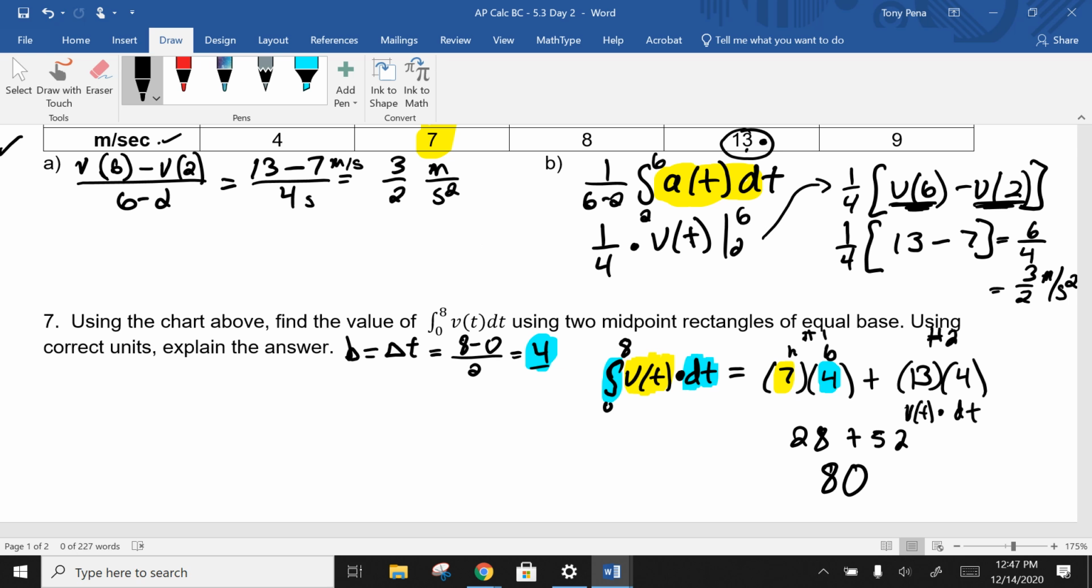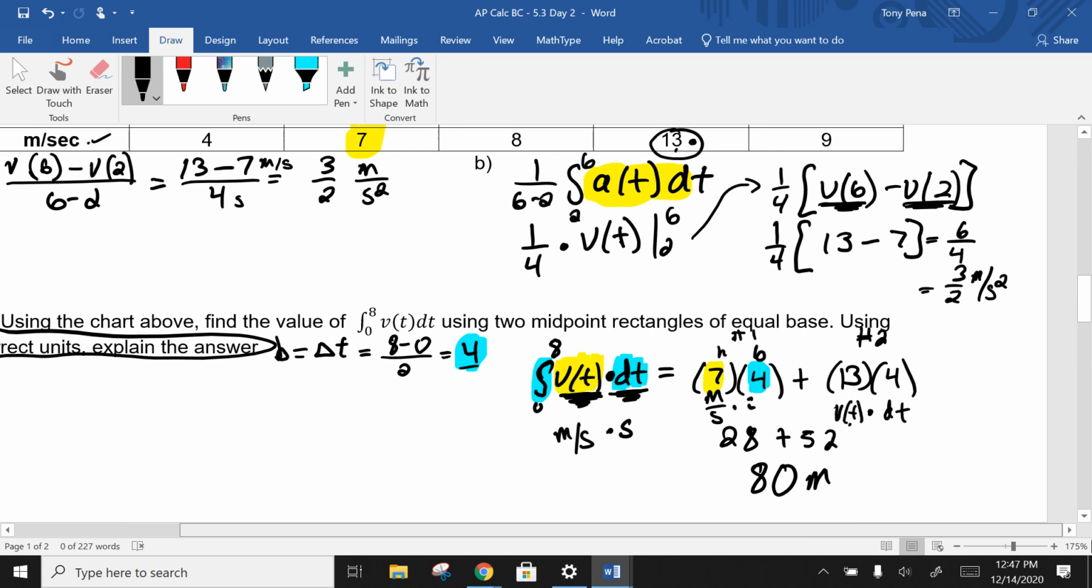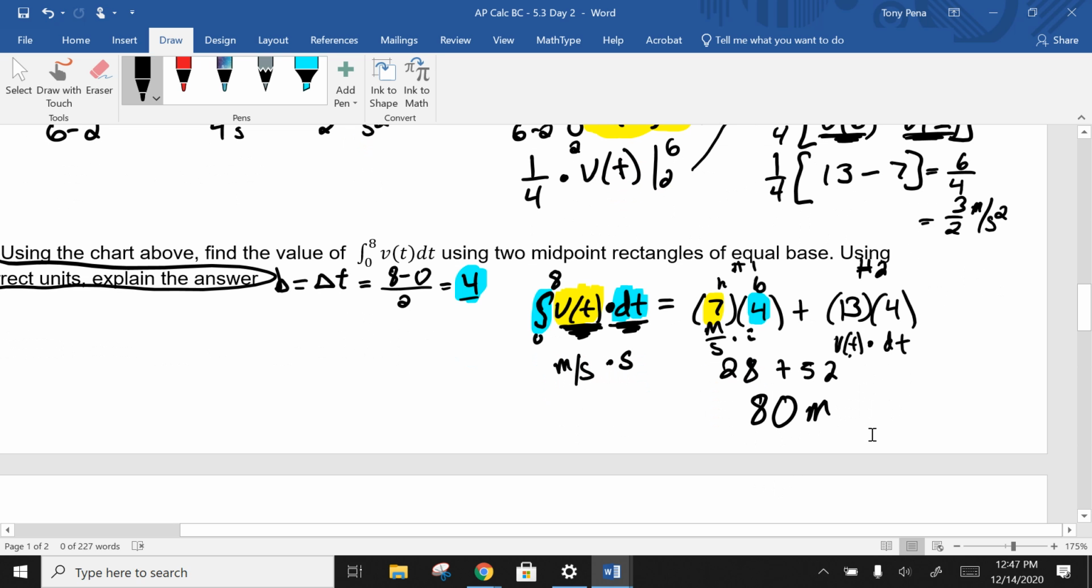All right, so we get 80, and then that is going to have a unit. Now understand our units: this was meters per second times seconds. The velocity value, meters per second, times seconds. So each time this guy had a unit of meters per second, this guy had a unit of seconds. Multiplying those together should give us meters. And then I say, using correct units, explain this answer. So now, when we explain what we just found here, I ran out of space too.